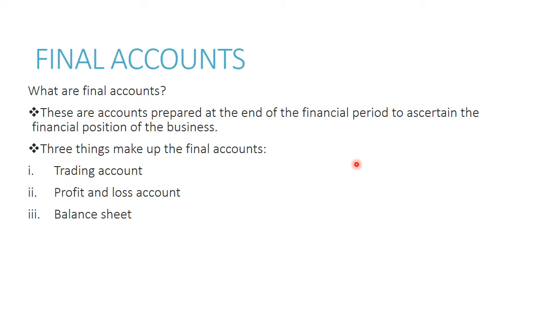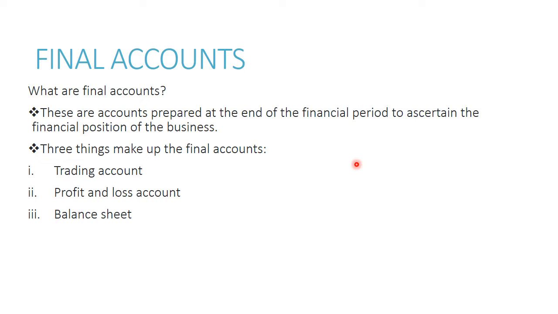Once you determine that, it will be very easy for the users of your accounting information to choose either to invest their monies into your business or not. Of course, every person will be willing to invest into a business that is making profits. If the business is not making profits, no one will be willing to invest in such a business. So to ascertain the position of the business, whether it is making profits or losses, organizations prepare what we call final accounts. So now, what are these final accounts?